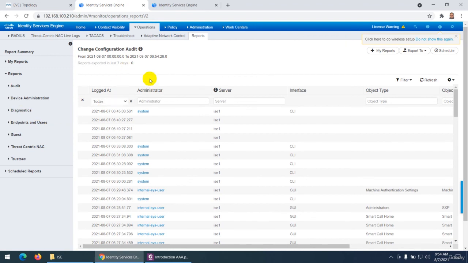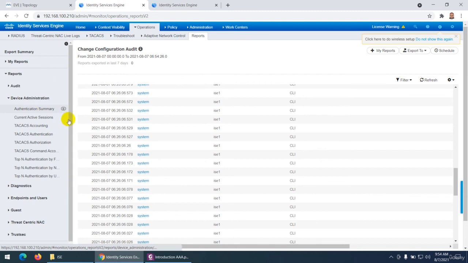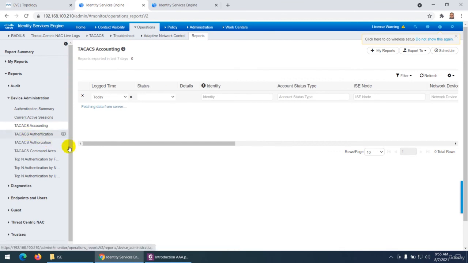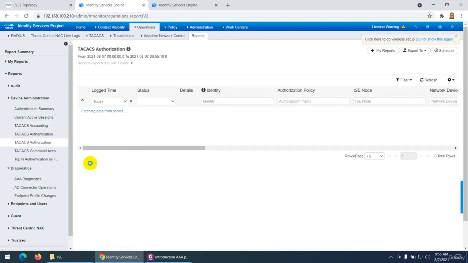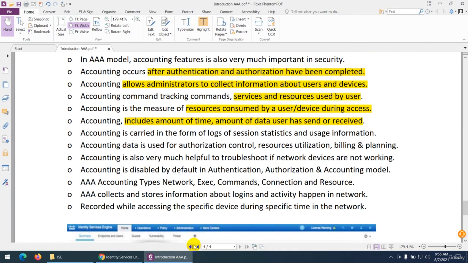Right now we don't have this as it's totally new, so we don't have a lot of detail here, but you can find device administration. This is authentication summary and current active sessions and TACACS accounting, TACACS authentication, and so many other things you can find. You can relate it to diagnostic and endpoint, user, guest, and so many other things. Each and everything you can make a report, you can schedule them, and you can export them, and you can create your customized report as well. And these reports are nothing but accounting, just like when you get your credit card statement.